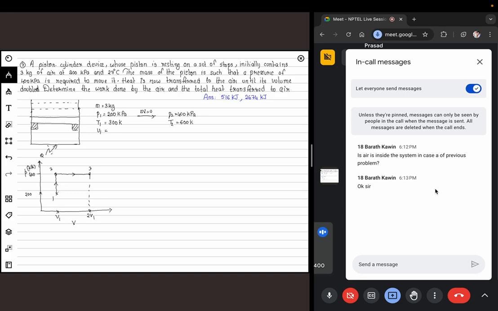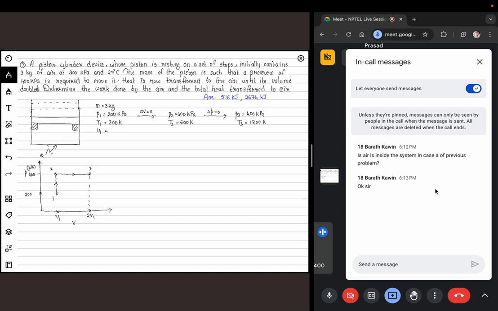And from 2 to 3, it is a constant pressure process, so I'm writing delta P equal to 0. In a constant pressure process, what will be the final pressure? Equal to the initial pressure, so that is 400 kilopascals. And what is happening to my temperature? My temperature will be proportional to volume in a constant pressure process. It is already given in the question that the volume is double. So if volume is double, then your temperature will also double. So your final temperature will go from 600 to 1200 Kelvin. So now I have my states.